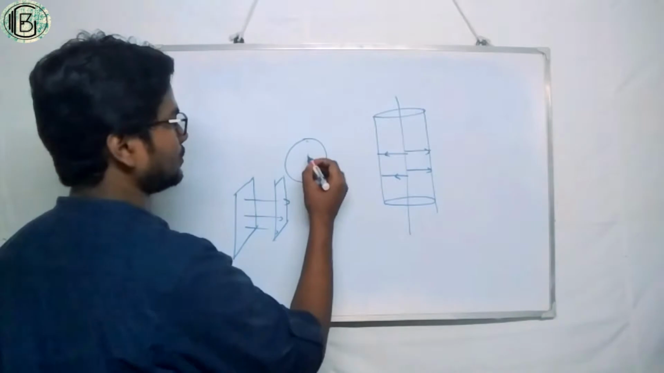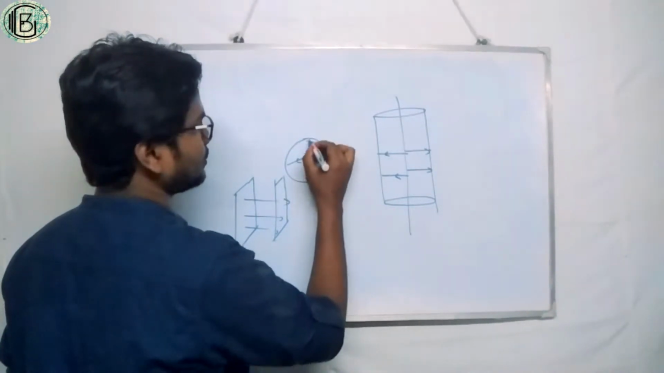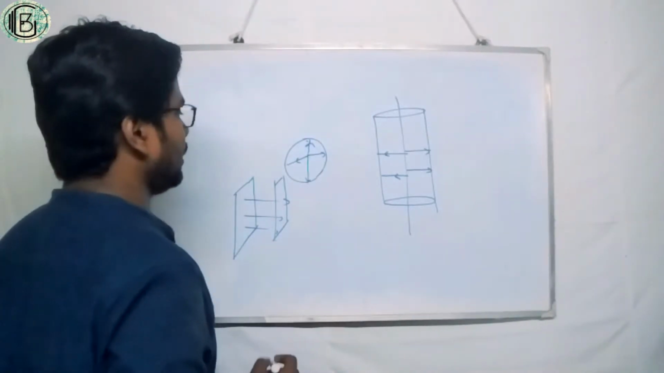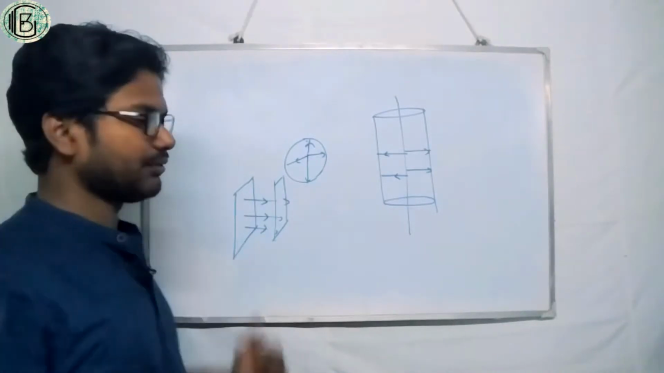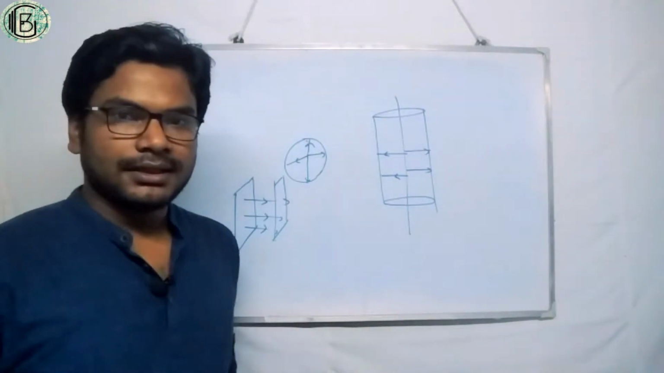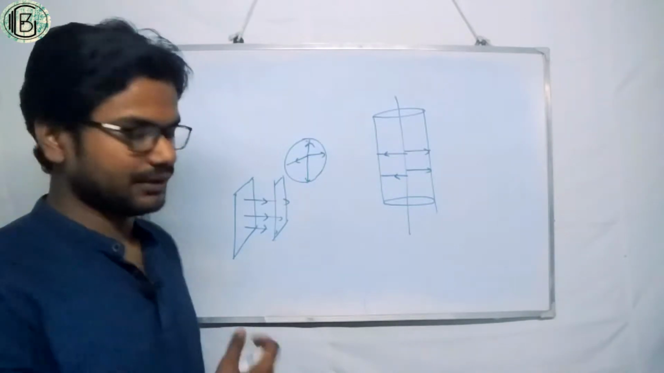If this is a point source, it generates a spherical wavefront. And if this is a planar light source, then it generates a planar wavefront. Now there are different wavefronts, as we can see.